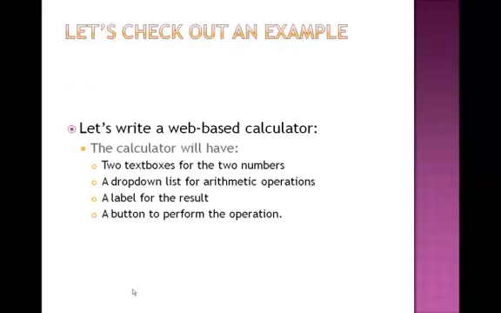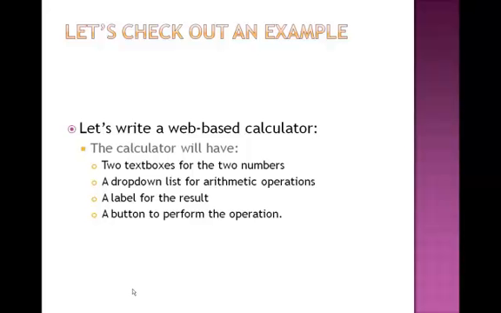Okay, so we have studied the operators and operations that we can perform under 5 categories: assignment, arithmetic, comparison, logical, and concatenation. And we studied the statements that allow us to make decisions and control the flow of our program. Now what we can do here is try it out and write a web-based calculator.